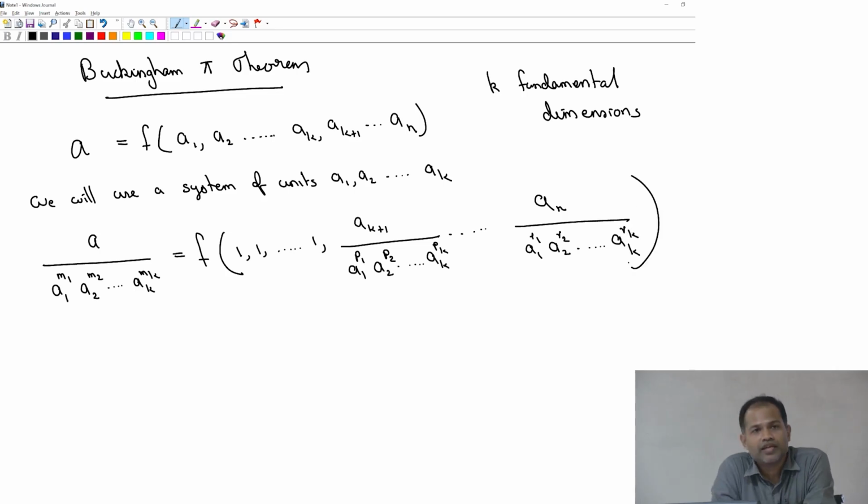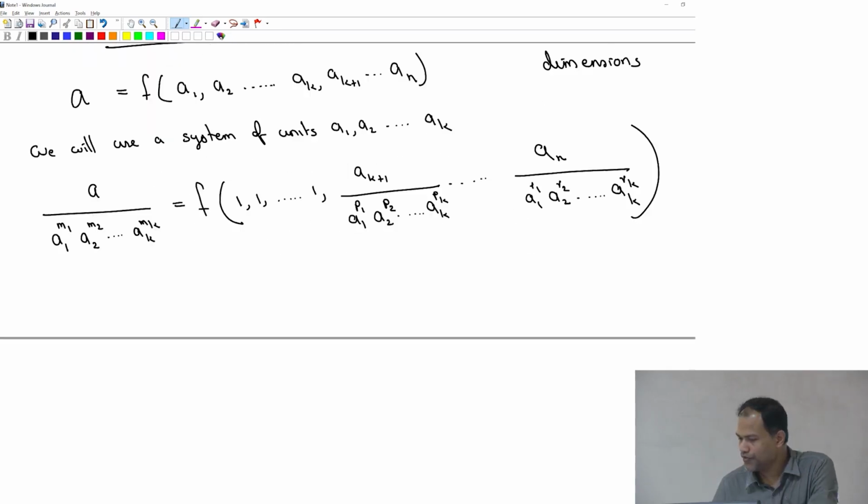So this is what we ended up yesterday. So what did we have? We originally had A as a function of several independent variables, and we selected a system of units which is given by a few of them. So we had K fundamental units. So we have taken K variables and we expressed all other variables in terms of that K variables. Okay, and that's all the proof is, because each of these quantities now you have ended up with are non-dimensional numbers.